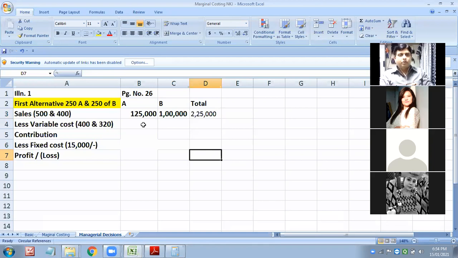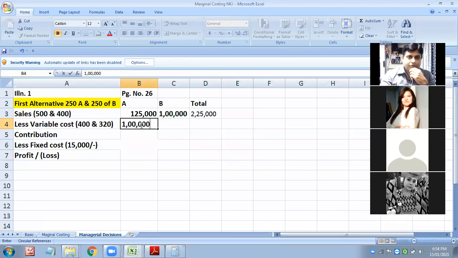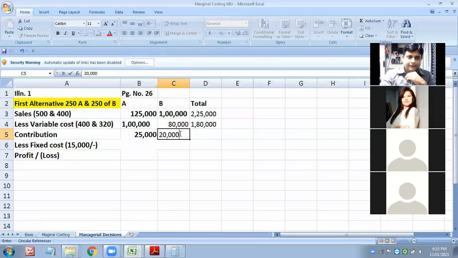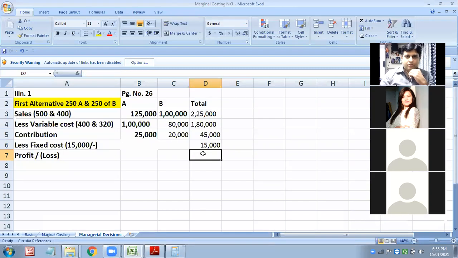All of you, please start writing in your notebook. 400 into 250. Just now we have seen it will give us 1 lakh. And 320 into 250. How much it will give? 80,000. सब बच्चा लोग अब पढ़ने लगा मेरे साथ. So it will be 1,80,000. Making sense? What is the contribution? Here I am getting 25,000 and 20,000. Here also we get the same answer. 45,000. Fixed cost is 15,000. So the profit is 30,000.